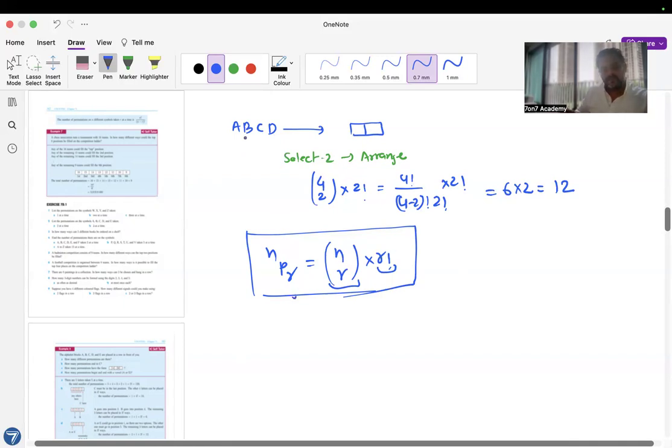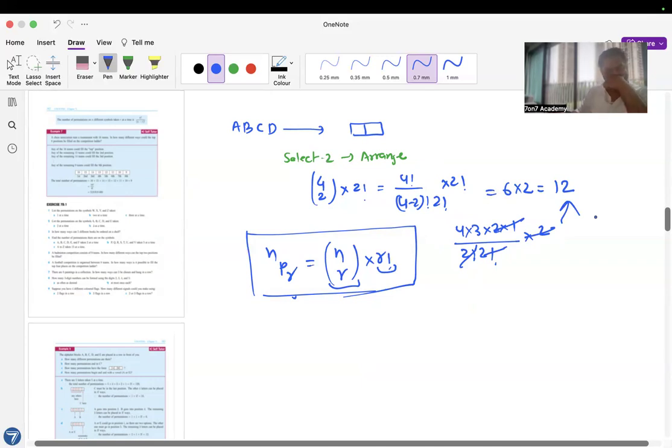Sir, but can't you cancel the 2 factorial? Yes, so better: 4 into 3 into 2 factorial, over 2 factorial. So 2 factorial cancels, and that gives 12 only, no?